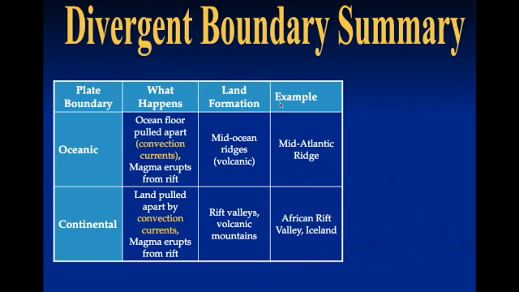When we get to land plates, the continental plates being pulled apart, the land is pulled apart by convection currents in the mantle. The magma erupts and forms a rift. Then you get these rift valleys, right? So these are the valleys like we showed on the previous slide. The other thing that you can get are volcanic mountains.